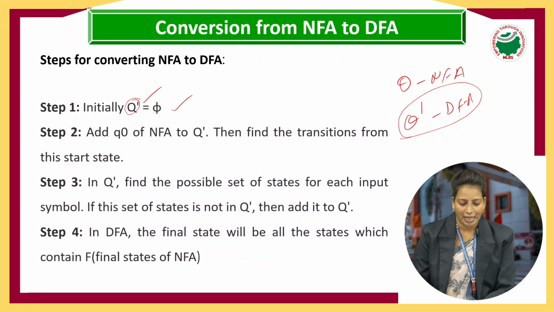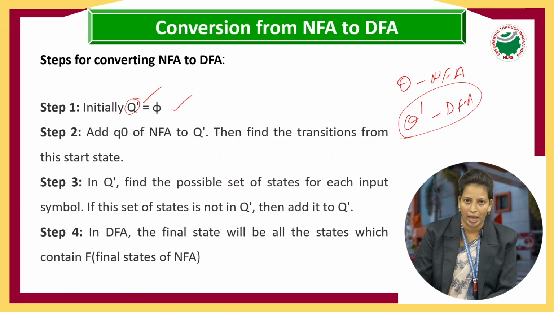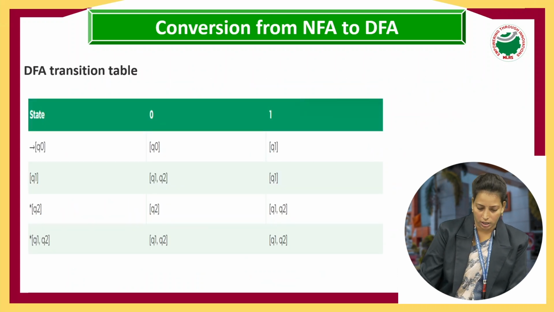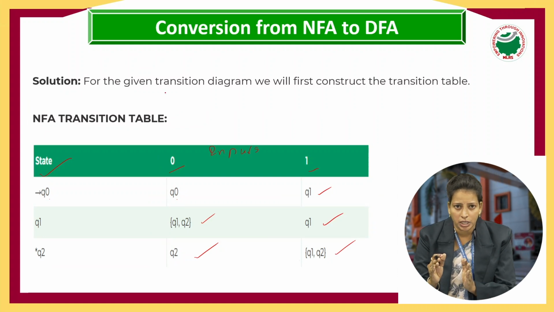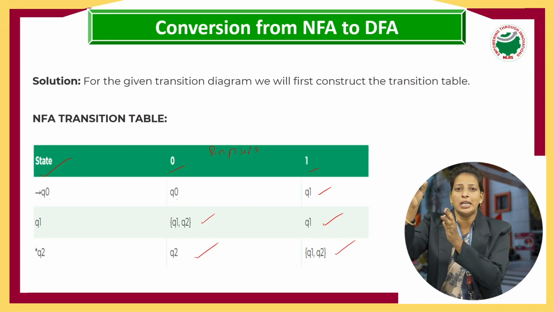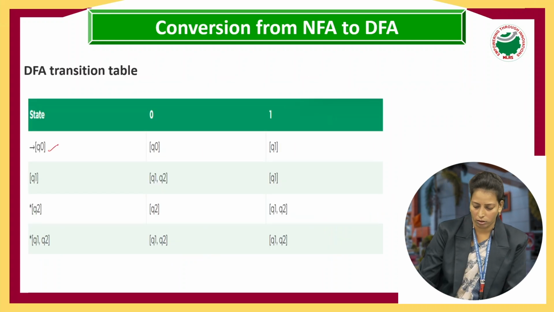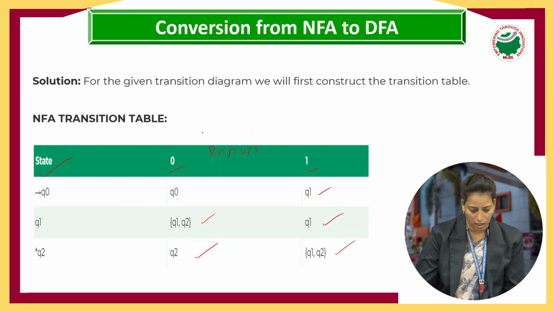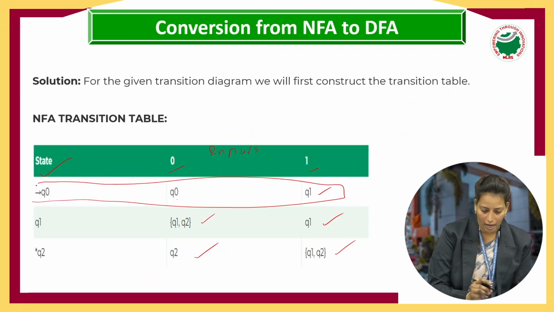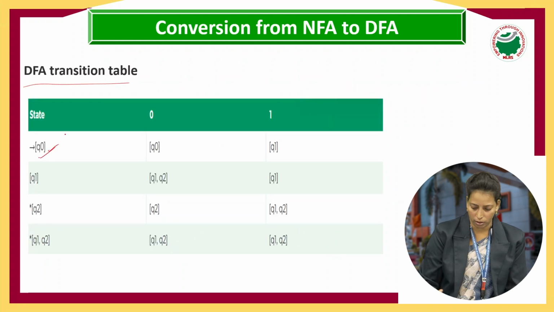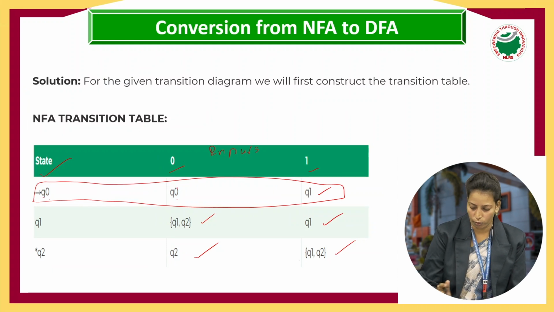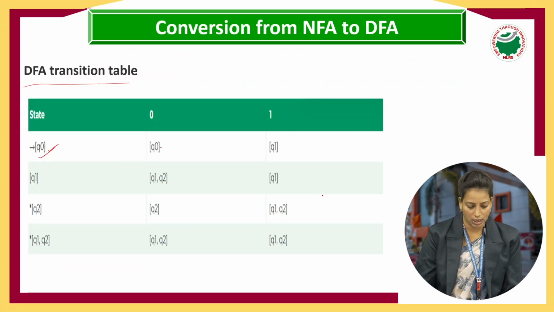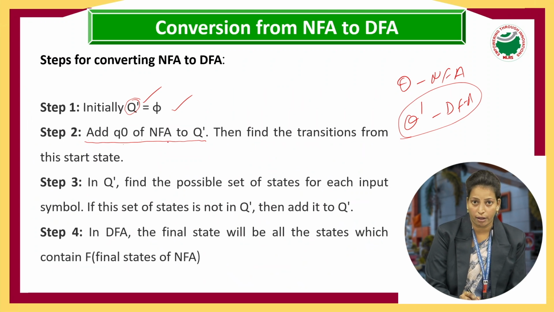So next, step 2, add Q naught of NFA to Q dash. Here in this NFA transition table, consider the initial state as the DFA initial state. So this is the Q naught initial state. Add Q naught of NFA to Q dash. That means Q naught is added to the DFA transition table. So Q naught of 0, it moves to Q naught, right? Next, Q naught of 1, it moves to Q1. So that is step 2.